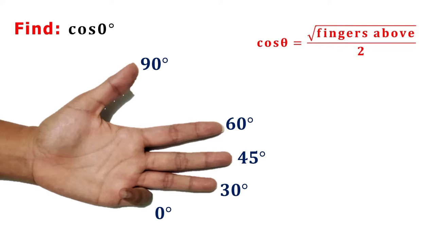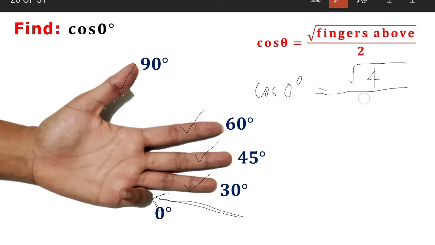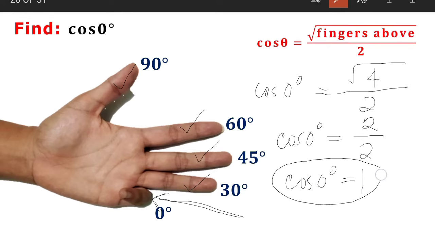Next, cosine 0 degrees. So we write here cosine 0 degrees equals, where is the finger representing 0 degrees? It is your little finger. So after that, we have to count how many fingers above. So 1, 2, 3, 4. So we have 4 fingers above. So we will write here square root of 4 over 2. And let's simplify. Cosine 0 degrees equals, what is the square root of 4? Square root of 4 is 2 all over 2. So we have cosine 0 degrees is equal to 2 divided by 2 is 1. So cosine 0 degrees is equal to 1.